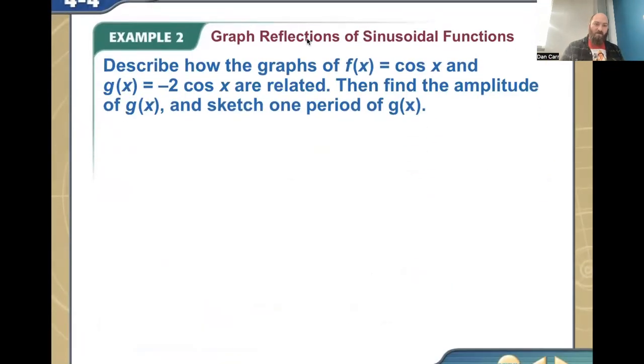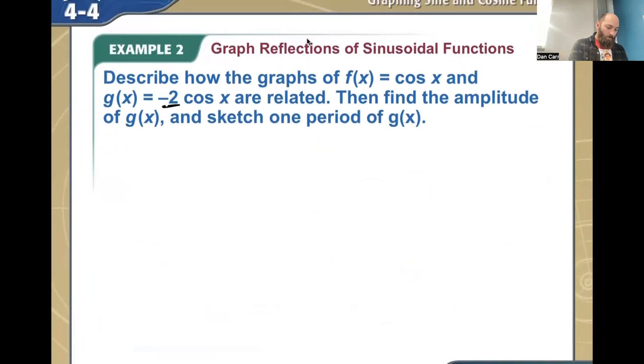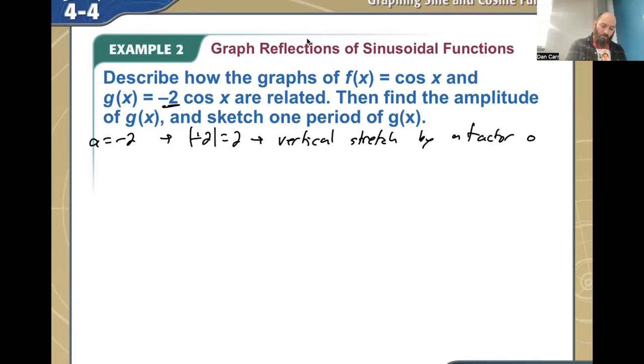Let's take a look at cosine versus -2 cosine of x. Okay, so again, the a being -2 is going to do 2 jobs for me. The first job is the fact that the absolute value of -2 equals 2 tells me that it's going to have a vertical stretch by a factor of 2. Okay, so we're going to see that stretch again. But since a is negative, the other thing it's going to do is reflect over the x-axis. Okay, so this is my prediction of how everything should look.